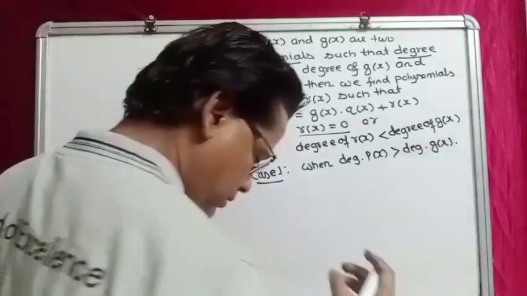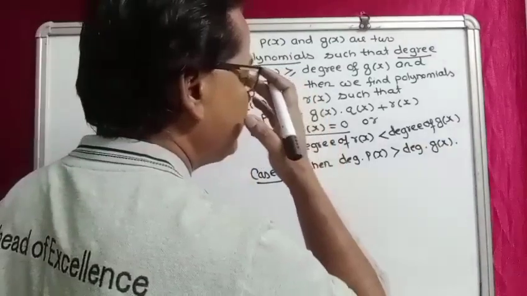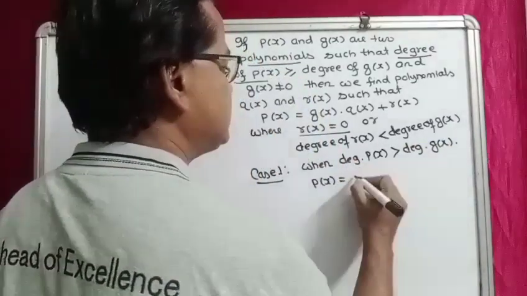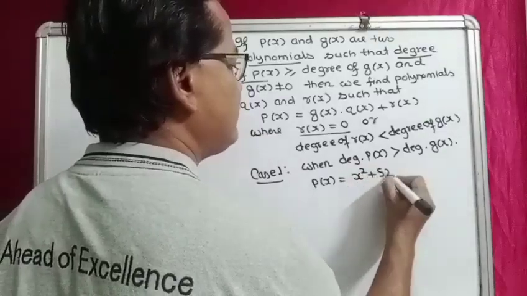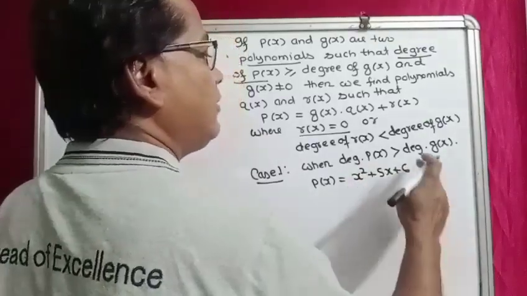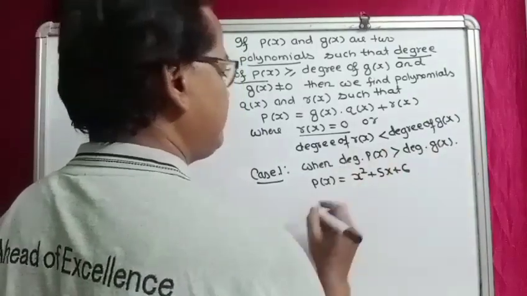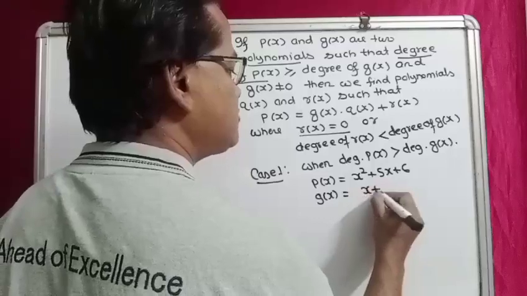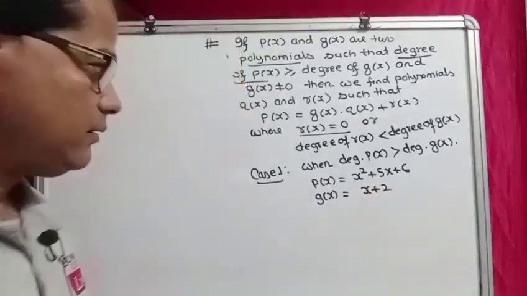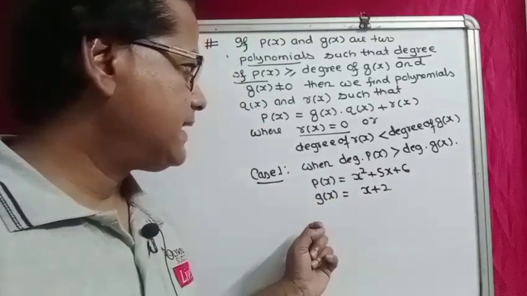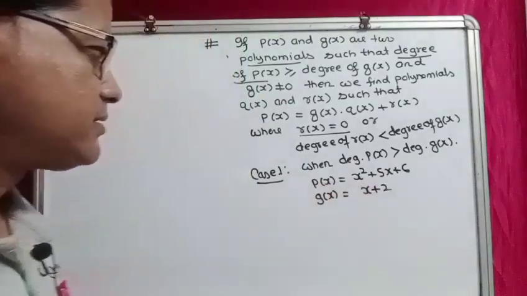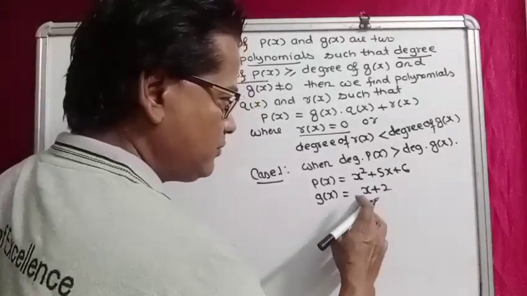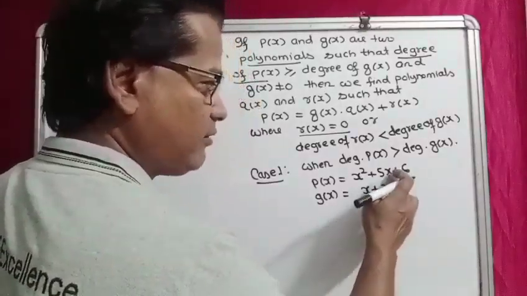Now one example I am taking, suppose I am assuming that p(x) is a quadratic polynomial. Let's suppose x square plus 5x plus 6. Now degree of g(x) should be less than degree of p(x), so I am assuming g(x) as a linear one. Suppose x plus 2. Here degree of p(x) is quadratic and degree of g(x) is linear, degree 1. Now what will be the r(x)? I have assumed x plus 2. I know that this is the factor of this polynomial.